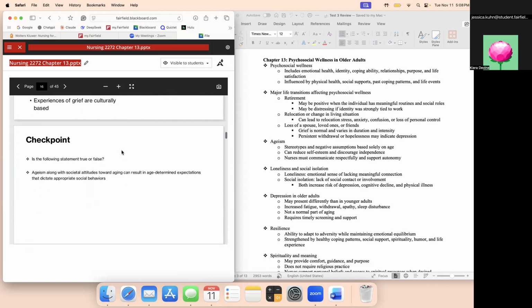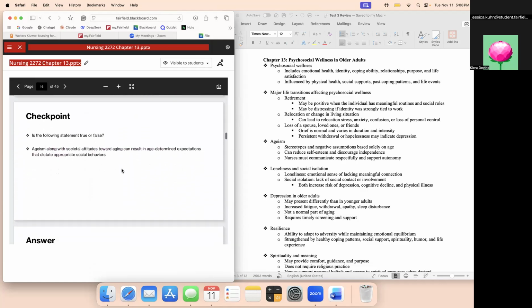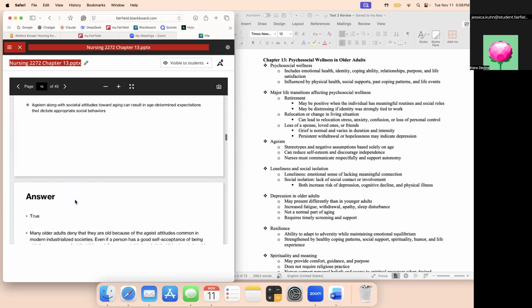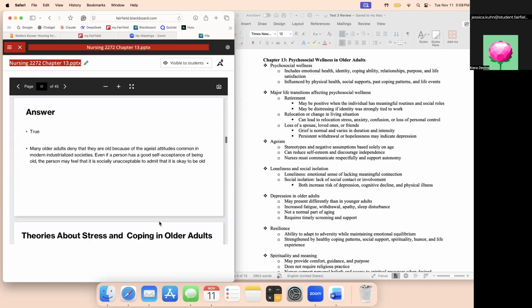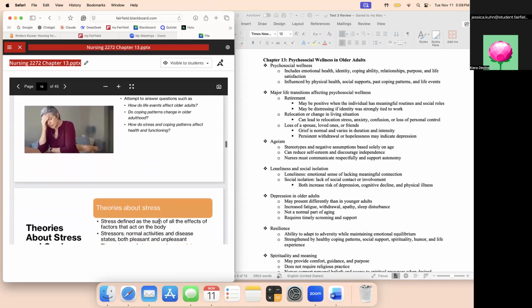We also talked about another checkpoint. This one talks about ageism. I'm sure this is something that will be tied into nursing interventions and ageism.